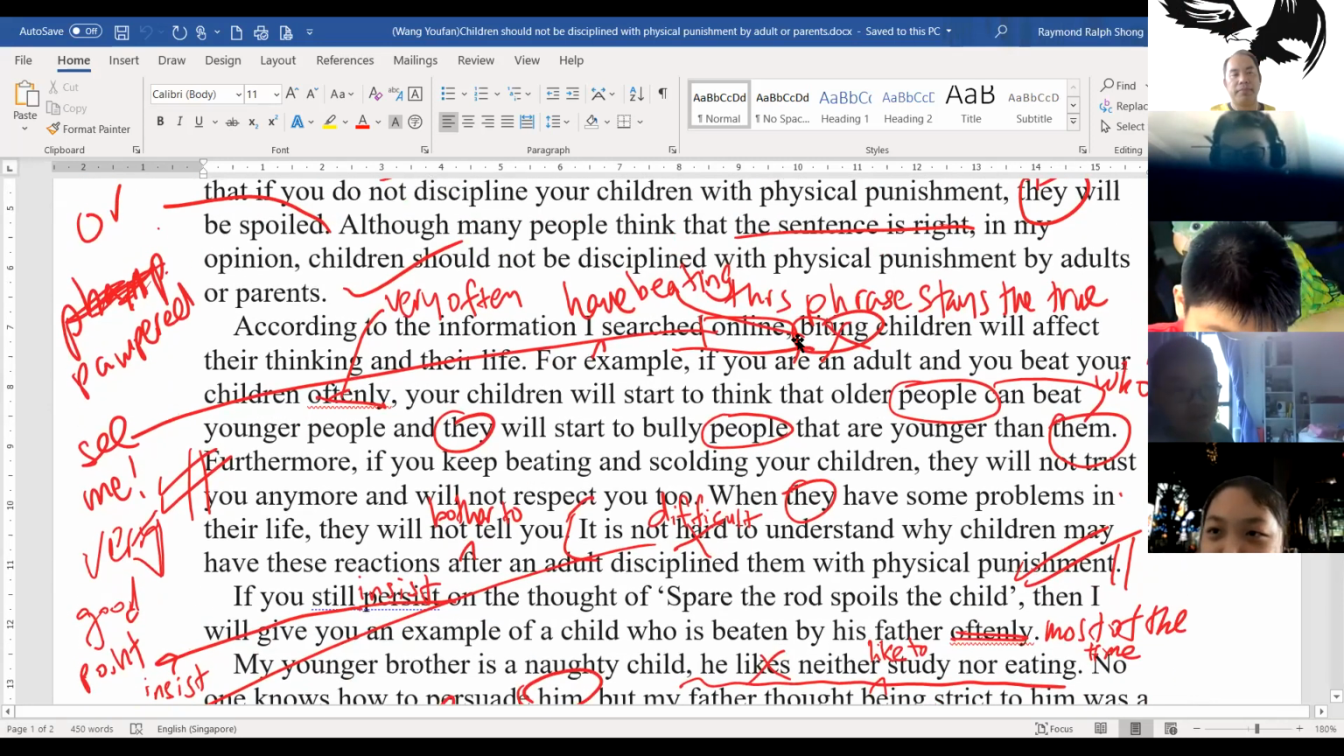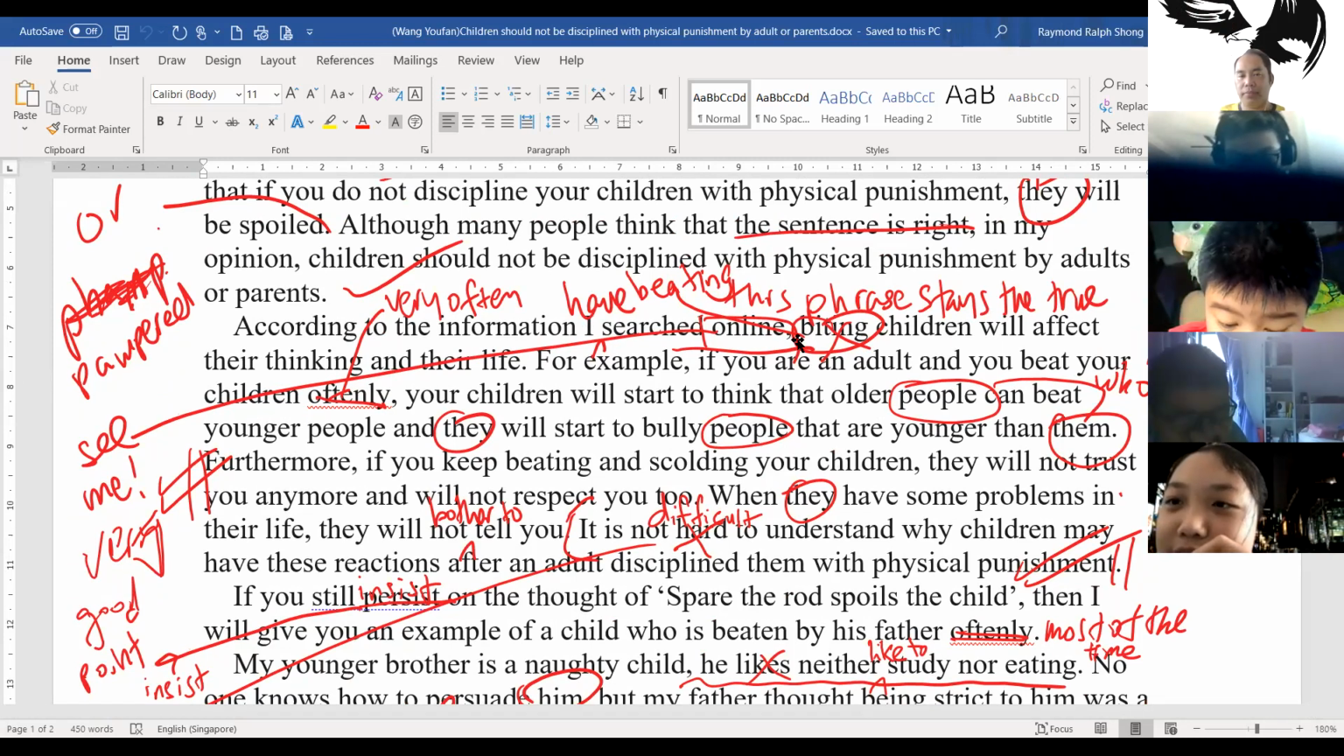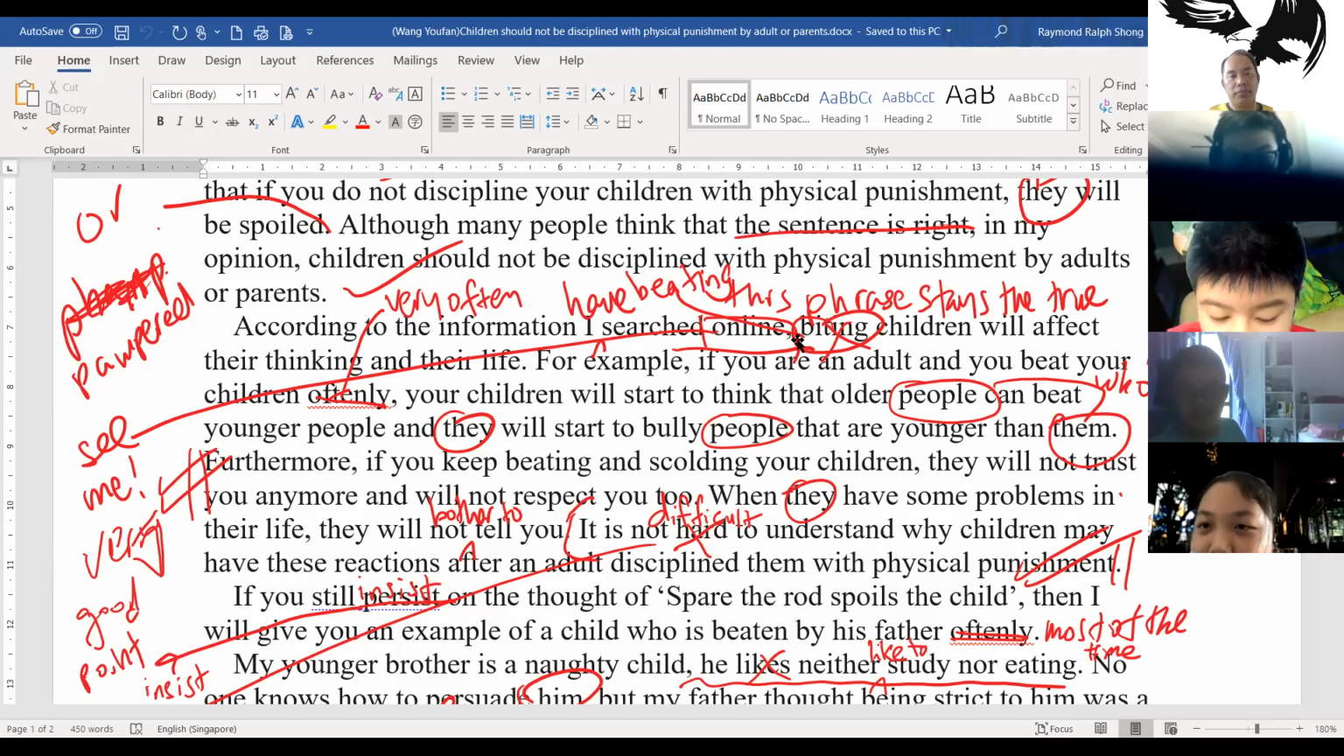According to the information I searched online, beating children will affect their thinking and their life. For example, if you are an adult and you beat your children very often, your children will start to think that older people can beat younger people.